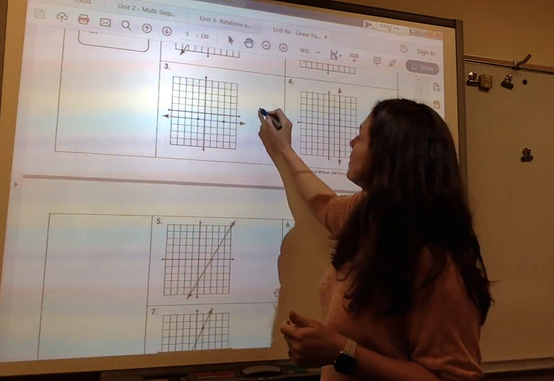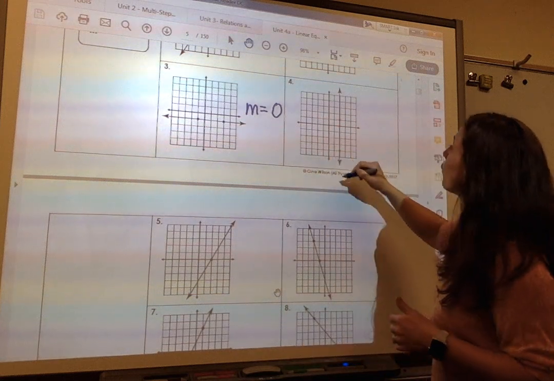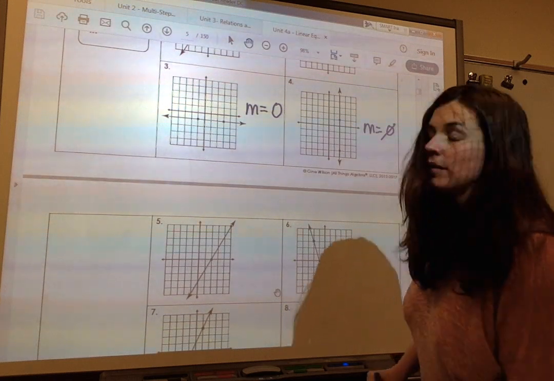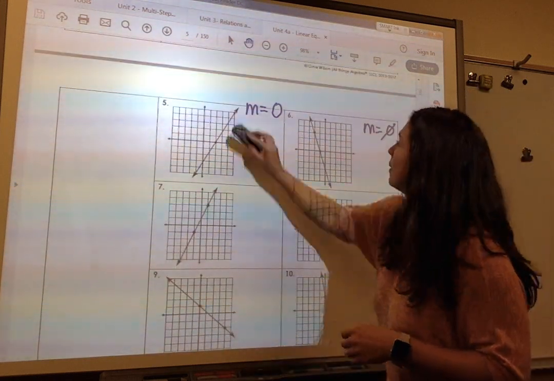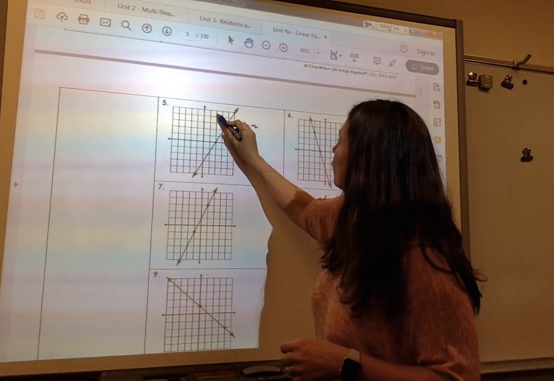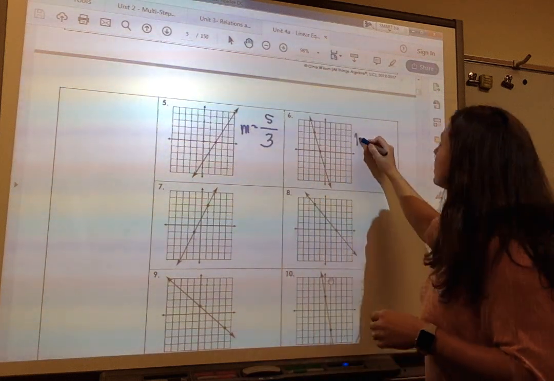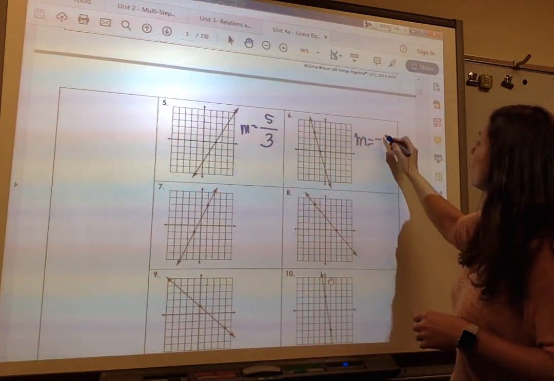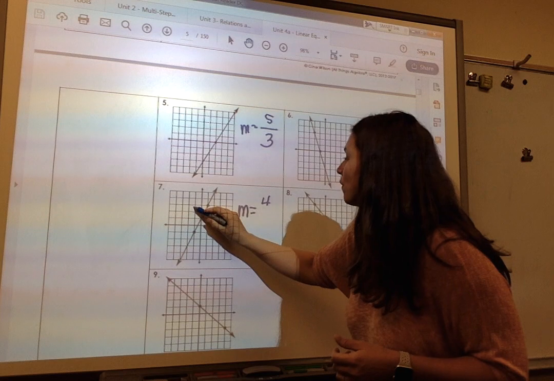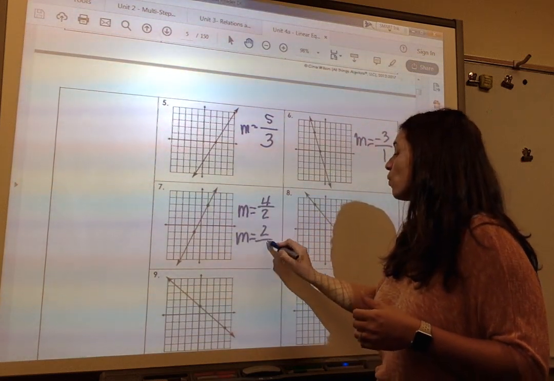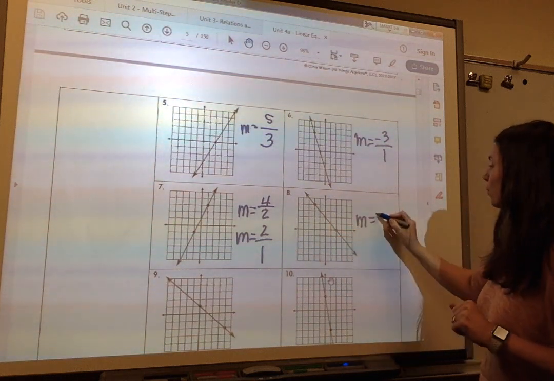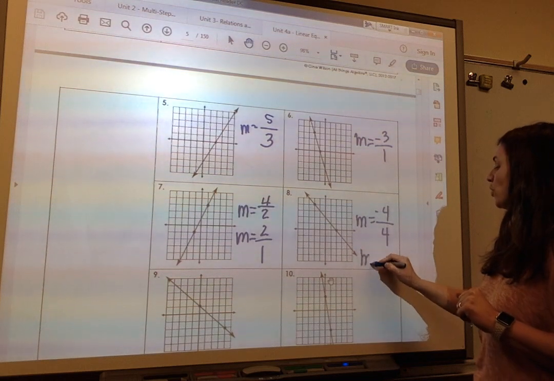So number 3 is 0. My slope is 0. Number 4, my slope is undefined. That's the symbol for undefined. Number 5 is going to go, my slope is up 1, 2, 3, 4, 5 over 3. My slope for number 6, my change in y is down 3 over 1, so it's negative 3 over 1. Number 7 is positive 4, 1, 2, 3, 4 over 2, but that reduces to 2 over 1, or just 2, that's okay. Number 8, my slope is down 4 to the right 4, so negative 4 over 4, which is just negative 1.